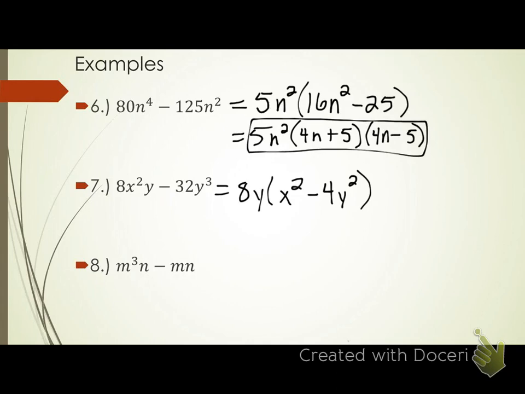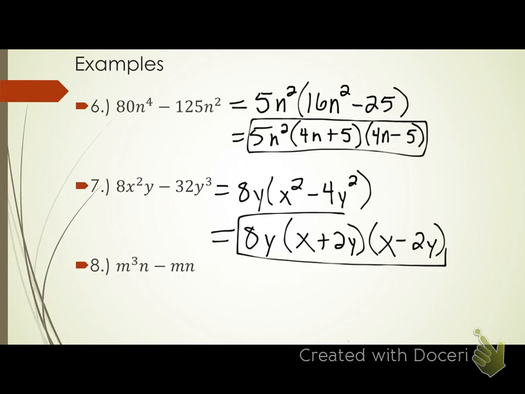Do I have a difference of squares in the parentheses? Yes, I do. Once again, 8y has to be a part of my answer. Square root of x squared? x. Square root of 4y squared, 2y. One's a plus, one's a minus. Questions on 7? No. And last but not least, number 8.